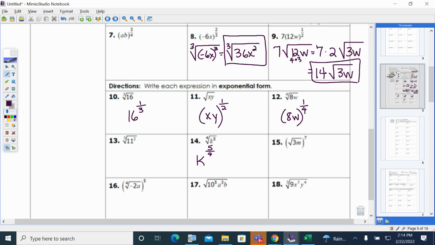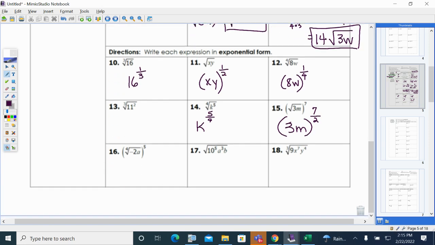Let's look at number 15 though. In comparison to 14, our base is not just a single term. Our base is 3m. So I'm going to use parentheses here. We have our 3m in parentheses. The understood index is 2. So that's going to be my denominator. And then the 7 is going to be the numerator. Now, on number 15 versus number 14, the exponent, the numerator of that fraction was in two different spots, but it can be written in both of those ways.